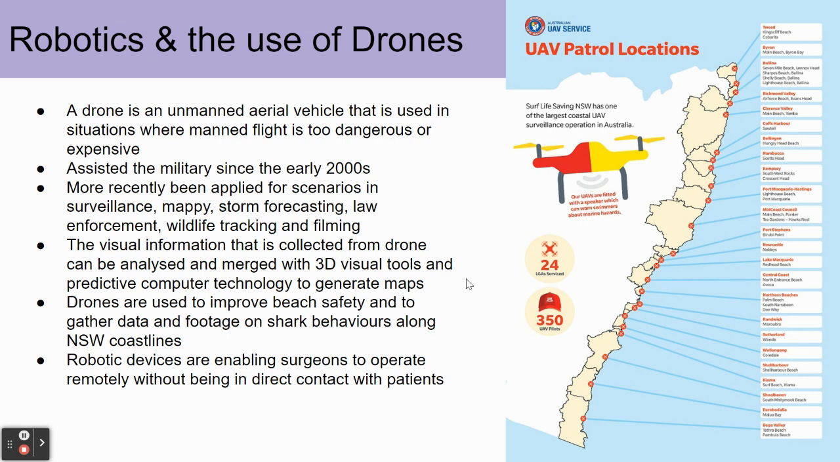And then there's the idea of robotics and the use of drones. Especially here, we see them being used to improve beach safety and to gather data on shark behaviors. Robotic devices enable surgeons to operate remotely. It may be something moving forward that will be quite an issue that we would need to discuss, in terms of whether they would be more suitable going forward for how we would use them in our society.